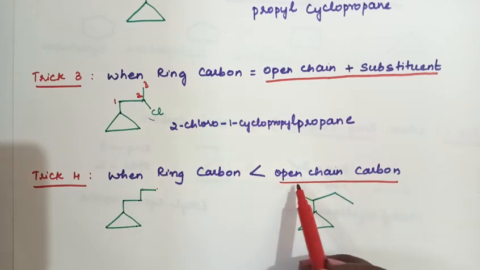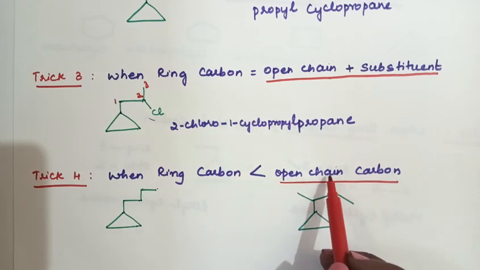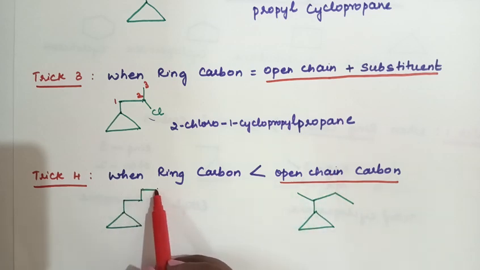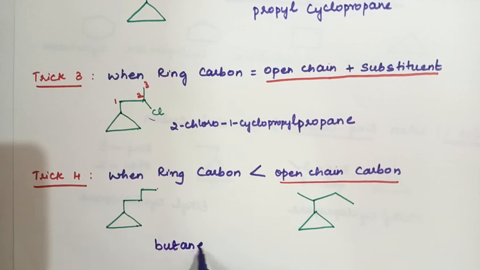So preference should be given to the open chain carbon atoms, and that will become the parent chain. So 1, 2, 3, 4. 4 carbon atoms means it becomes butane. So it is butane, and a cyclopropyl group is attached. So it will be cyclopropyl.